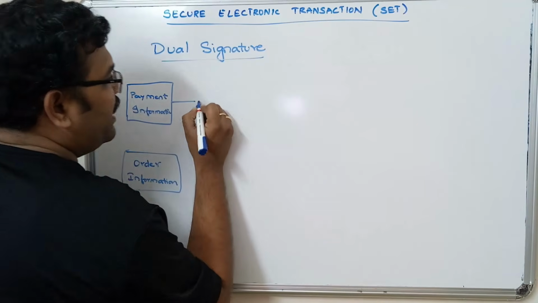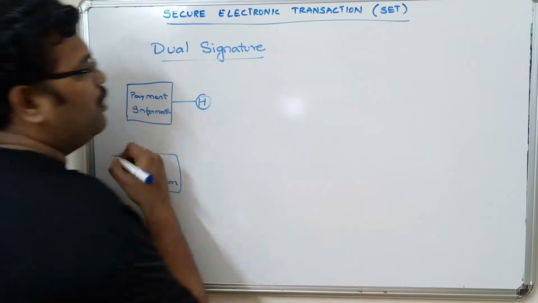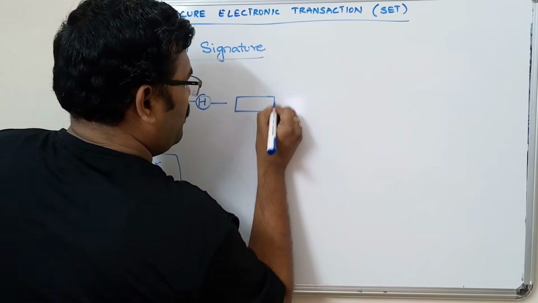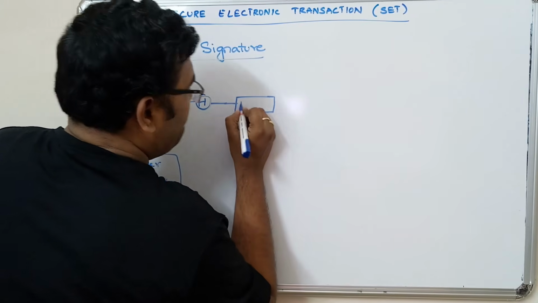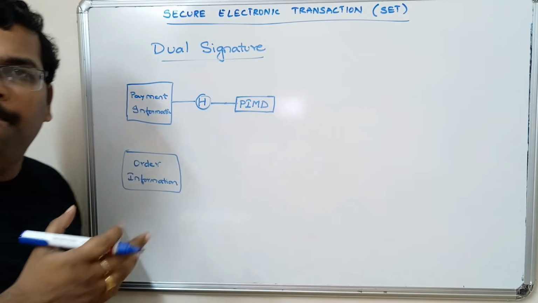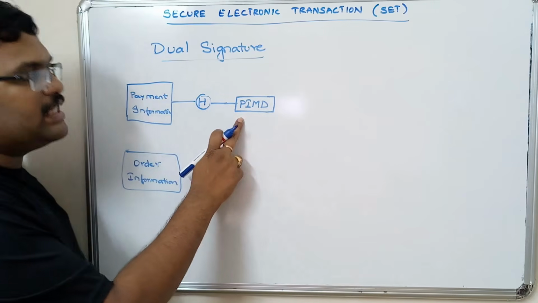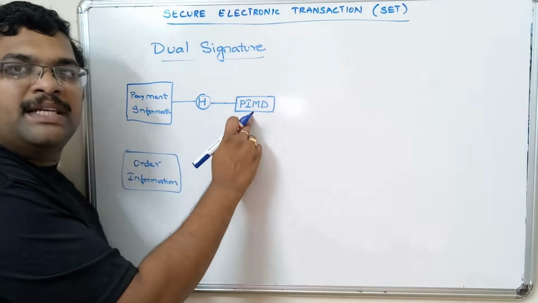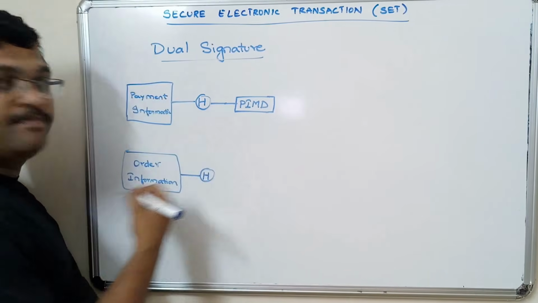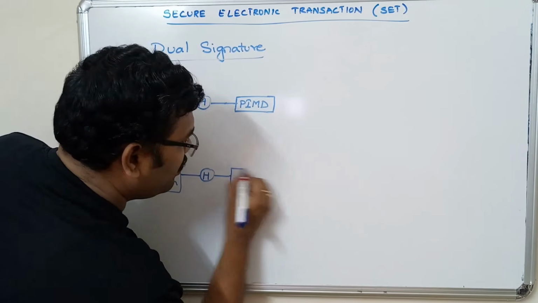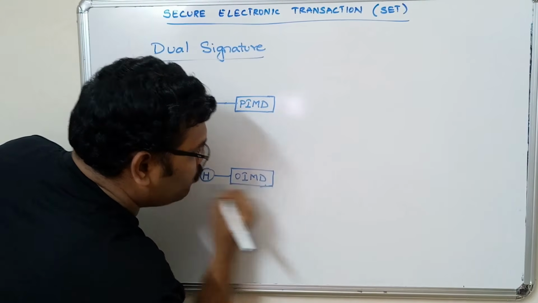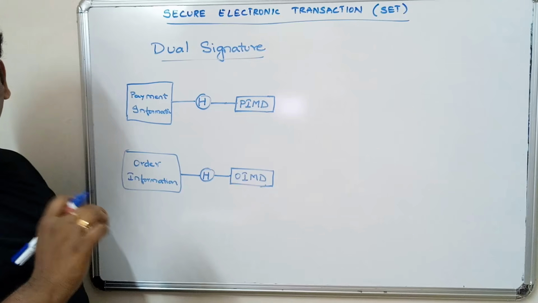So after applying this hash, we will get PIMD, right? The hash code is also known as the message digest. So I am calling it the payment information message digest. Similarly, here also we will apply the hash, so that we will get OIMD, which is an order information message digest.